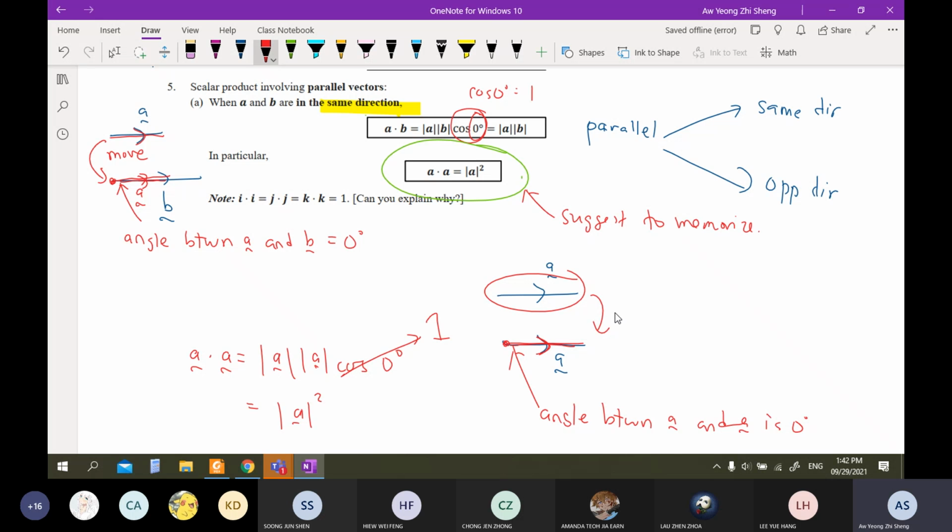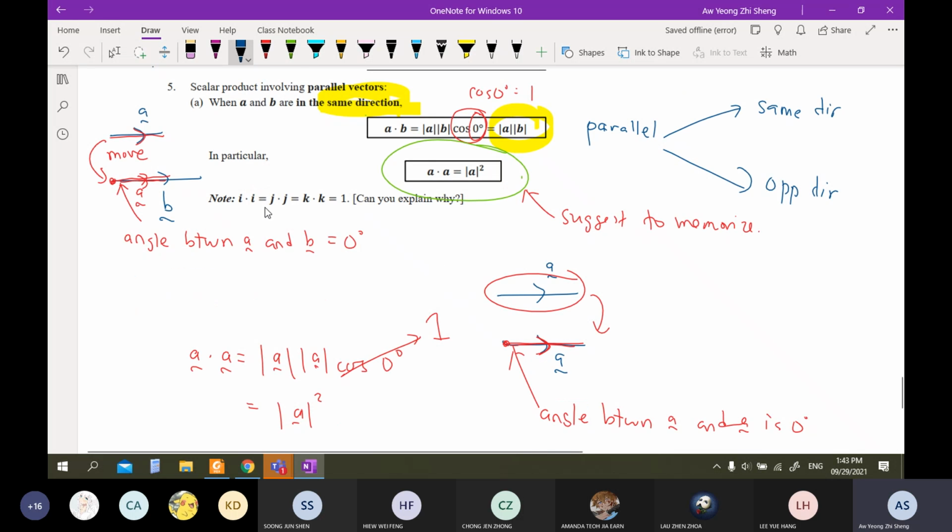Not exactly correct. Scalar product of vectors in the same direction. Same direction is more specific than parallel, because parallel has two possibilities. Length of A times length of B is only true when A and B are in the same direction. Parallel is not enough. You need a more specific condition. You need same direction.